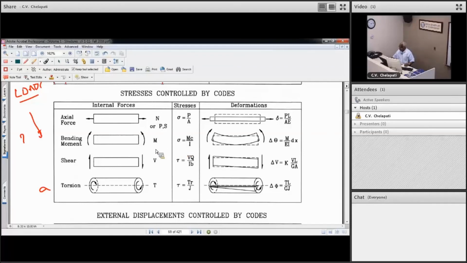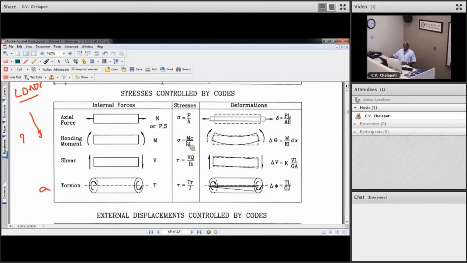That means the deformation looks like that, and the stress is MC over I. For the shearing force, tau equals VQ over IB, and for torsion, TR over J. I think all of you should have had this long ago in the strength of materials class. We'll come back to that. I'm just giving an overview of what the stresses are.